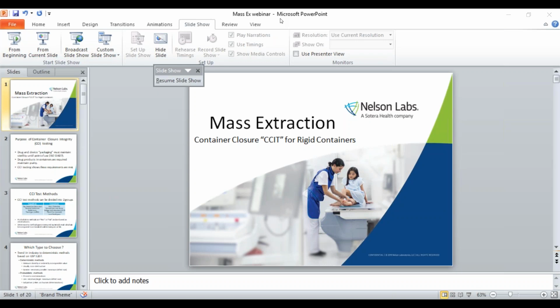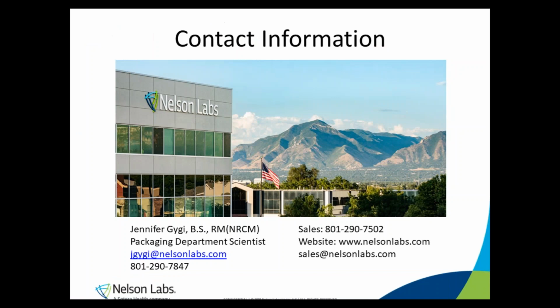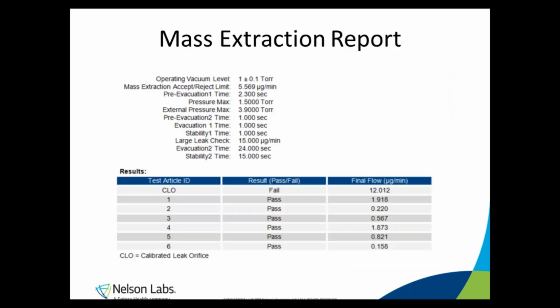Question number 3, how long does the test take? Final report for a typical mass extraction test is generally issued about a week or less from sample receipt, depending on the current workload in the lab. The test itself only takes a couple of hours, but it takes a day or 2 to get from receiving to the lab, and then a couple of days for data review and final report generation and report review.